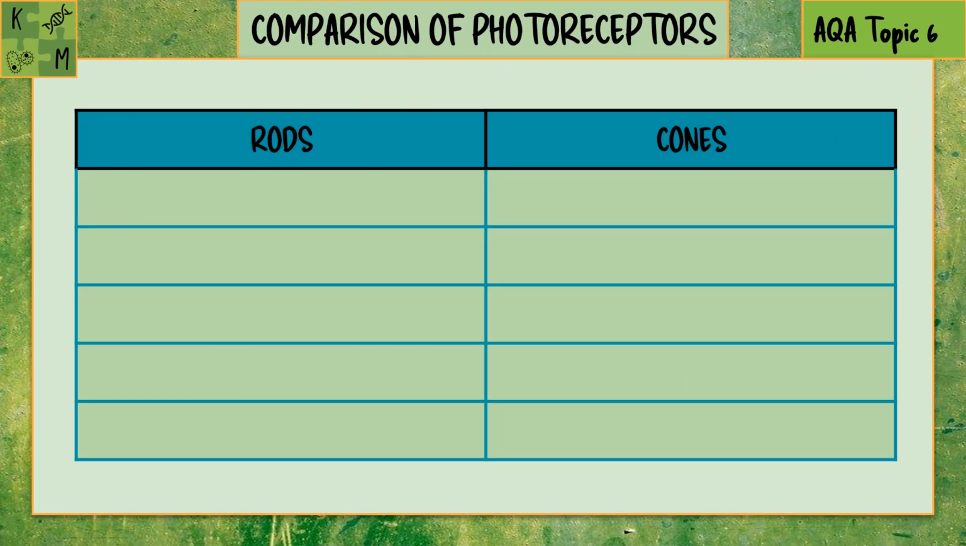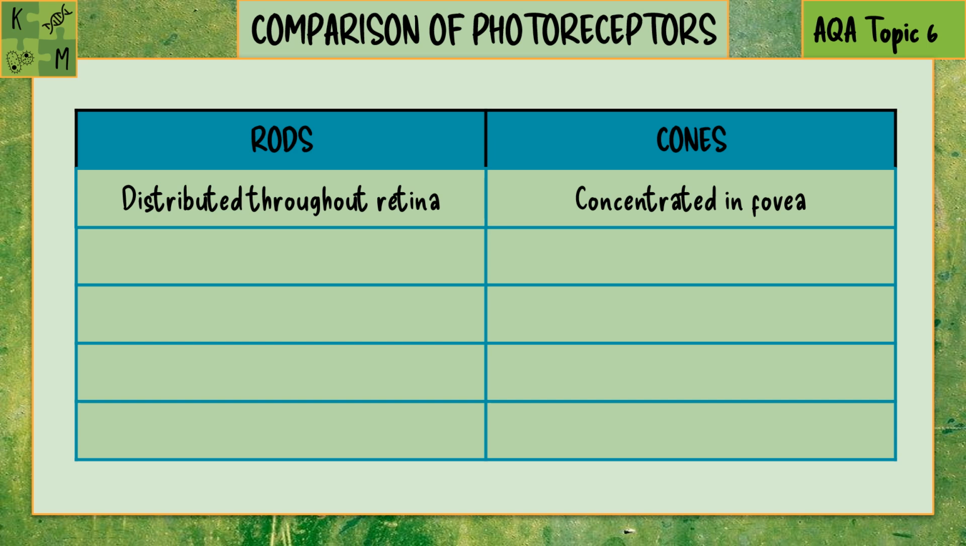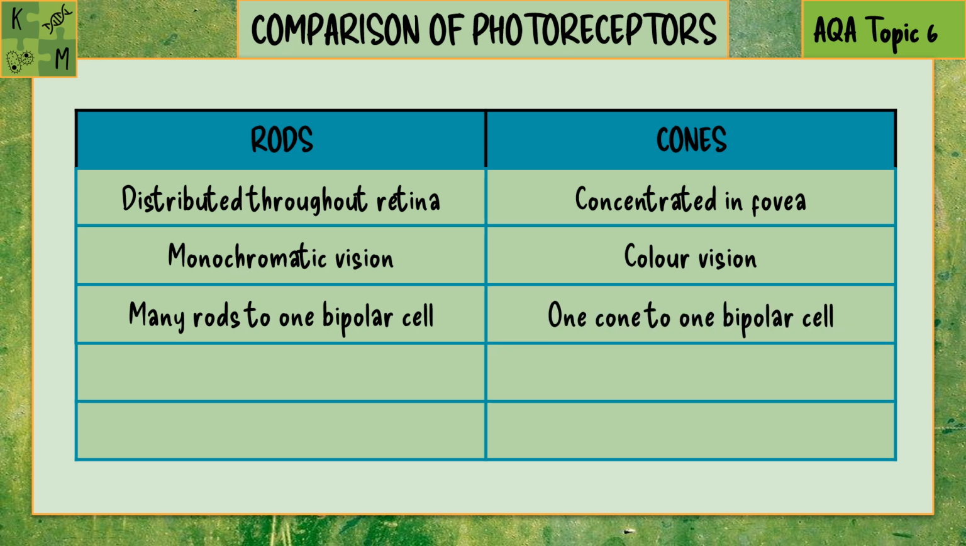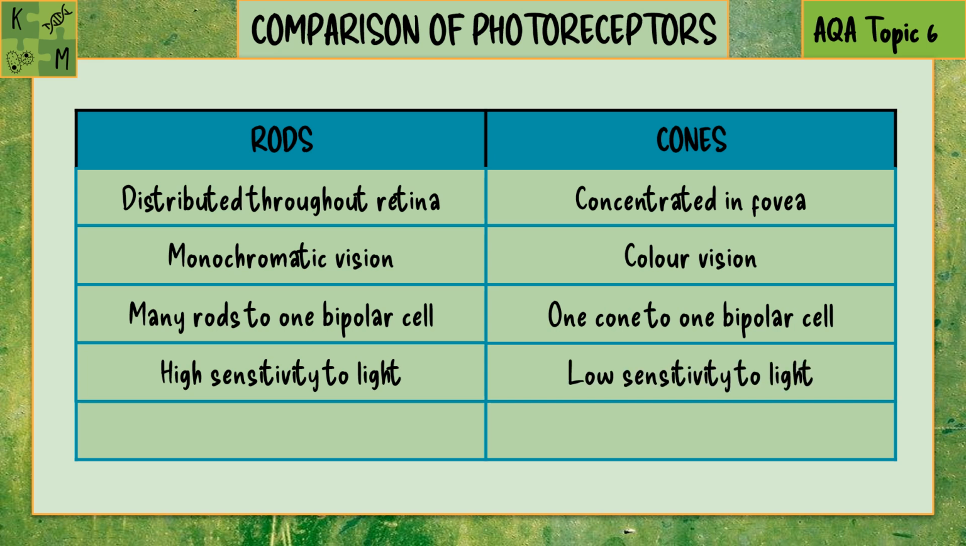So now we come to a final comparison of rods and cones. Rods are found distributed throughout the retina, whereas cones are most concentrated at the fovea. Rods allow us to see shapes and outlines in monochromatic vision, but with cones we can see in colour. Many rods are connected to a single bipolar cell, whereas cones are connected individually. Rods have a high sensitivity to light, but cones have low sensitivity.